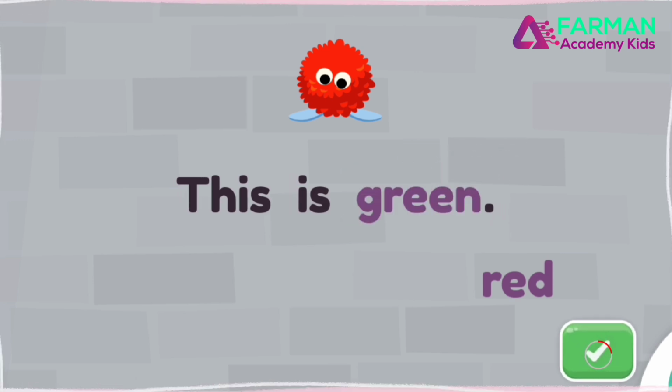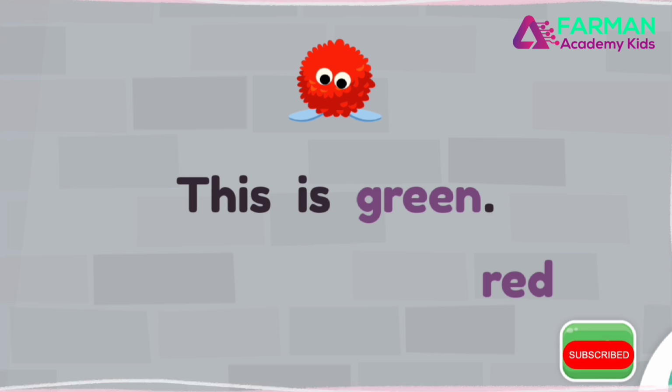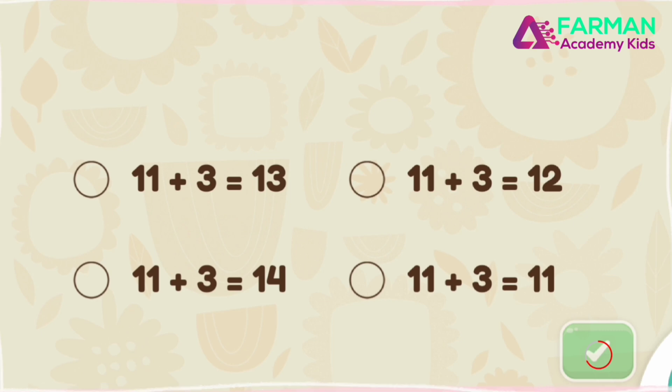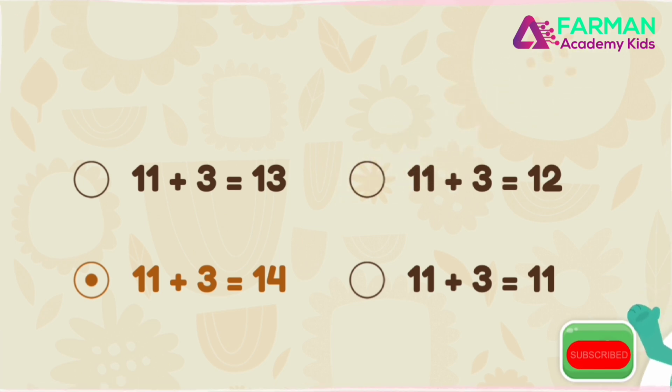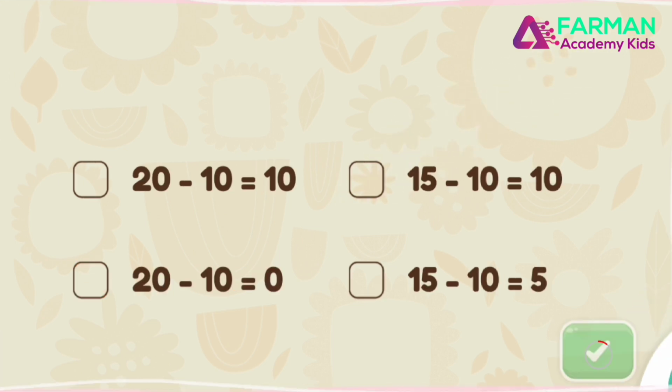Green. Great! You made the sentence. This is green. That is false. The pom-pom is red. Find the equation that is true. Great! 11 plus 3 is 14.